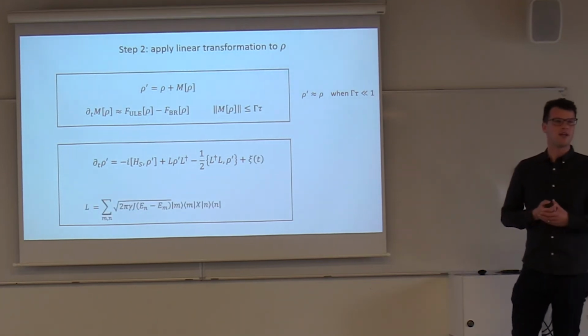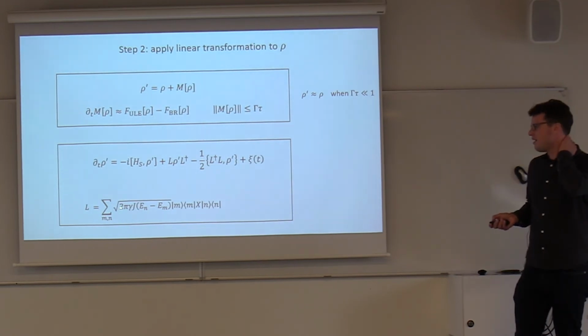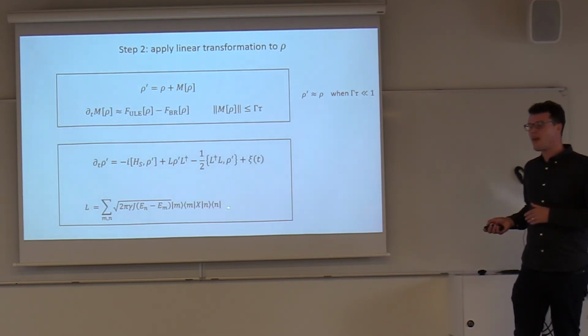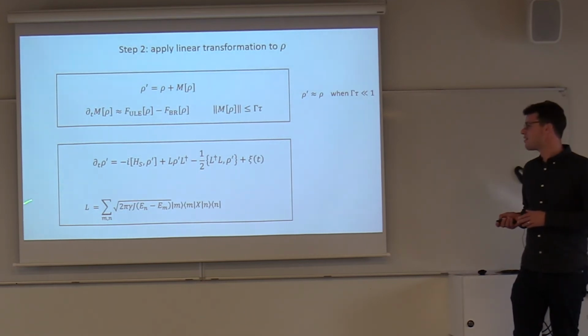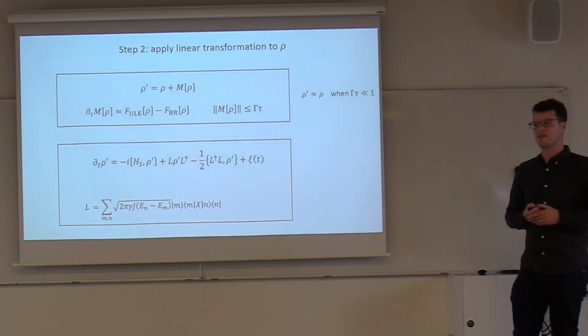This is the jump operator that we get. So you can see that X is the operator that we couple to the system. We sandwich it between projectors onto the eigenstates of the Hamiltonian, and then we weigh it by the square root of the spectral function. So you can see this as kind of the square root of Fermi's golden rule. If you take the transition rate between two eigenstates in this master equation, you'll recover Fermi's golden rule. But this also gives you the off-diagonal elements of the density matrix.